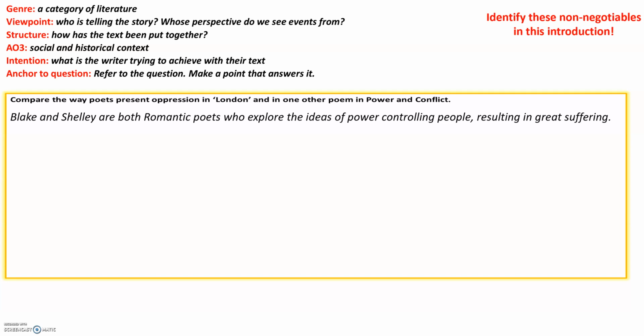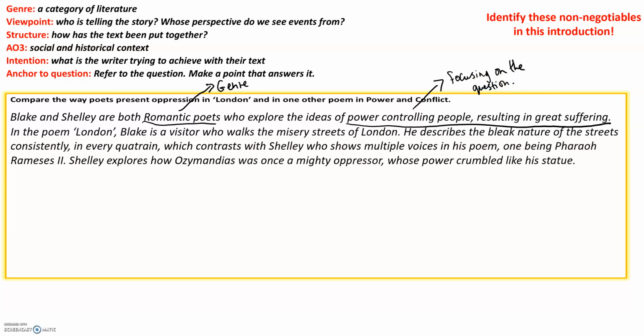So in the first one, Blake and Shelley are both romantic poets who explore ideas of power, controlling people, resulting in great suffering. So when it says romantic poets, we've got our genre there. It's poetry, but romantic poets. And this part is focusing on the question. So it's answering the question in that first sentence. Remember, you're not using the same vocabulary from the question, you're trying to rephrase it.